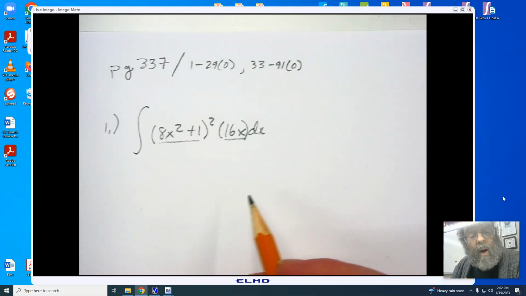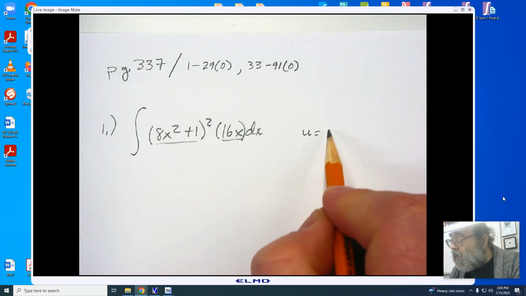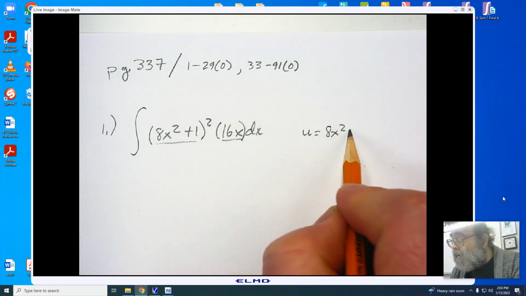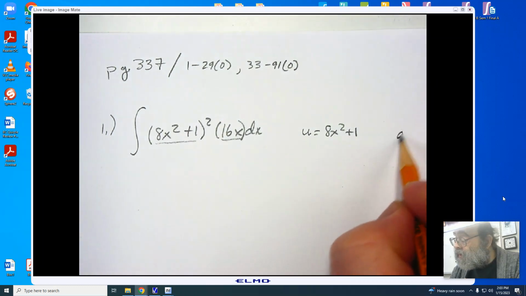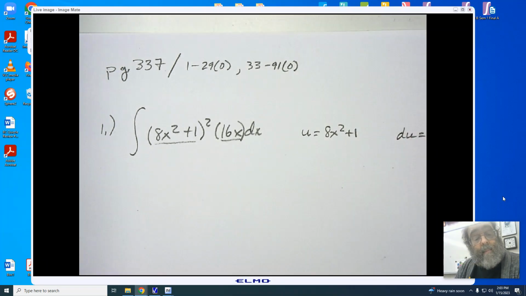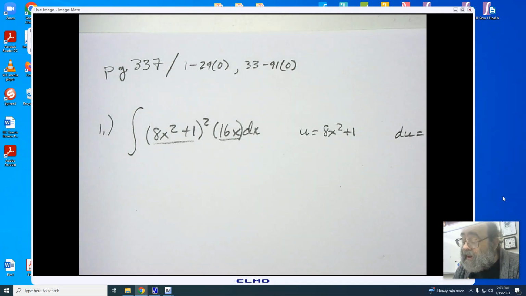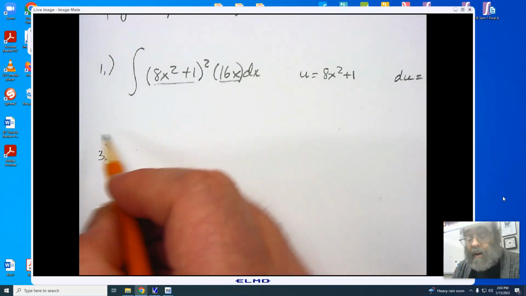We're trying to find what u will equal, and in this case, our u is going to equal 8x squared plus 1. We're then going to find what du is equal to, and the du is going to be equal to the 16x dx. That's number 1. Now, they're not asking us to do anything, they're just asking us to identify. Let's go ahead and go to number 3.